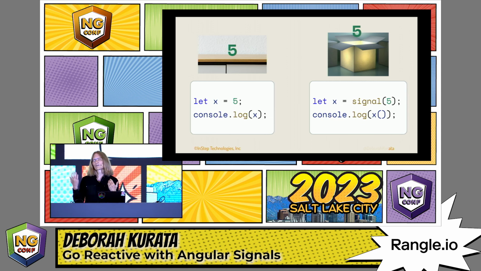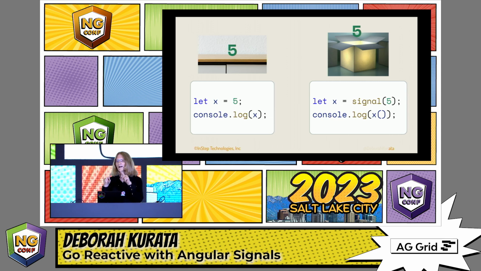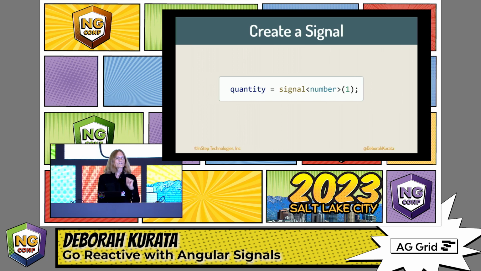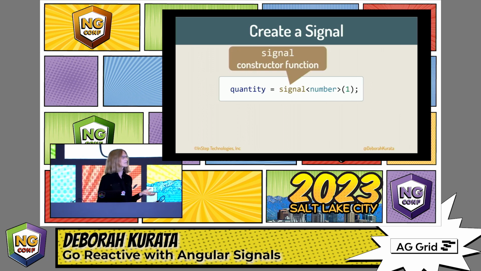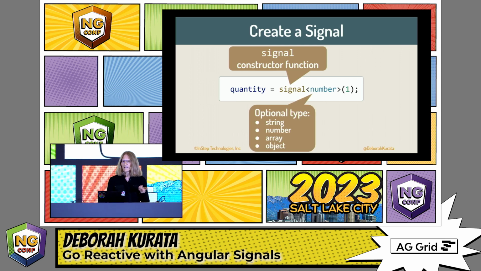So that's how I remember. That's the little words I say in my head every time I'm reading a signal. It's like, open the box, to help me remember that I need to have those parentheses on there. So we create a signal by using the signal constructor function. We then optionally can define a type, number, string, array, object, whatever, very similar to how we do HTTP GET.